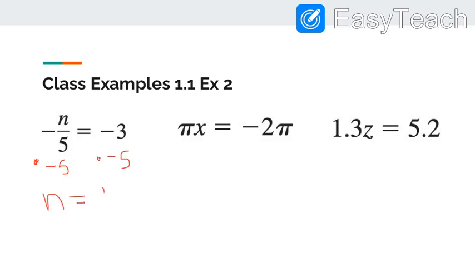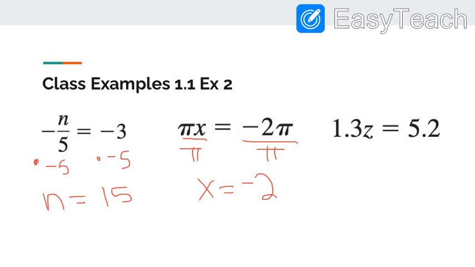equals positive 15. Okay. Our next one has pi times x. Again, these two things are next to each other, so it's going to be times. So pi times x equals negative 2 times pi. Well, in this case, because we have a pi on both sides, we're actually going to divide pi out. And within that, we would now be left with just simply x equals negative 2.